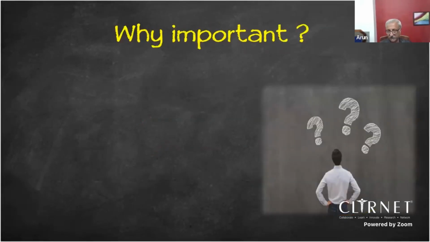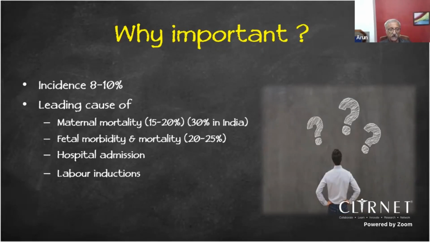So why is this important? First of all, why are we discussing this topic? Because the incidence is 8 to 10% and it causes an increase in maternal mortality. And the incidence is around 30% in India. Fetal morbidity and mortality increase, hospital admission rate increases, and even labor inductions increase.